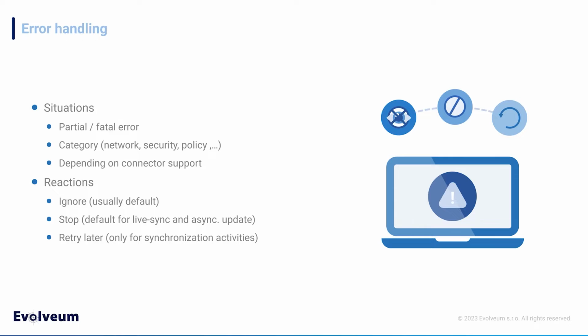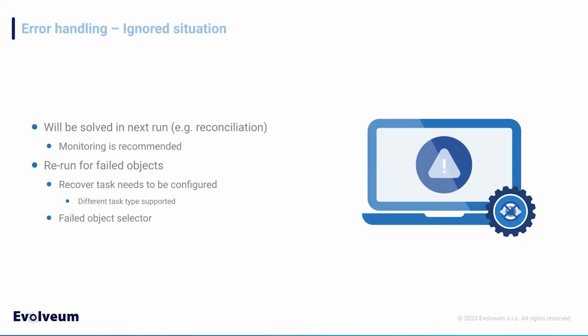Last option, which is not by default and is only supported for the synchronization activities, is to just retry later. So if there's a problem, just schedule something and retry later. And I will go into details on all this situation. So first, the ignored situation.